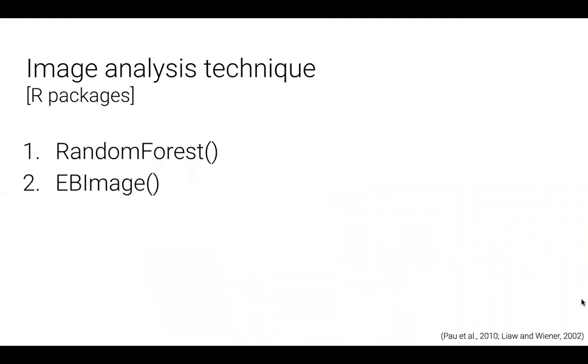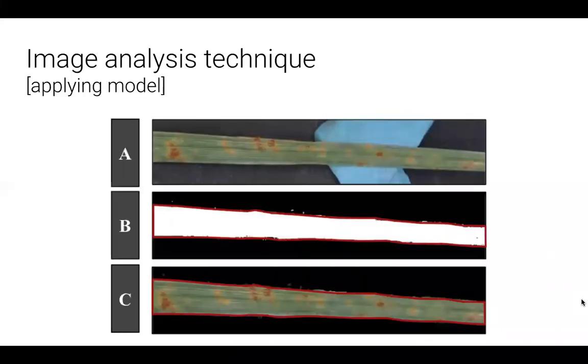And then we also, after we applied this random forest model to our image, we then used EBImage to do further processing. So here's just kind of to display or portray what I'm talking about. A is the original image of a leaf, and then B is using random forest to pull out the leaf itself and remove background, so you have foreground and background mask, and then you can reapply those original RGB values to the foreground.